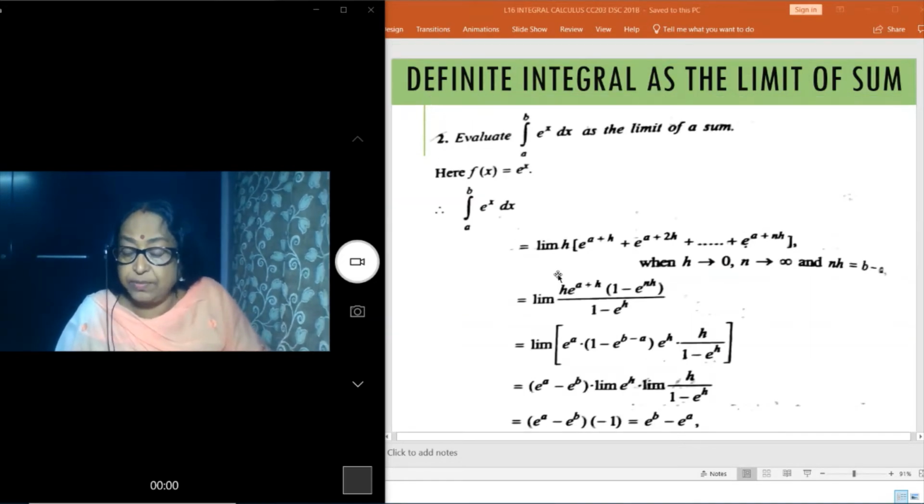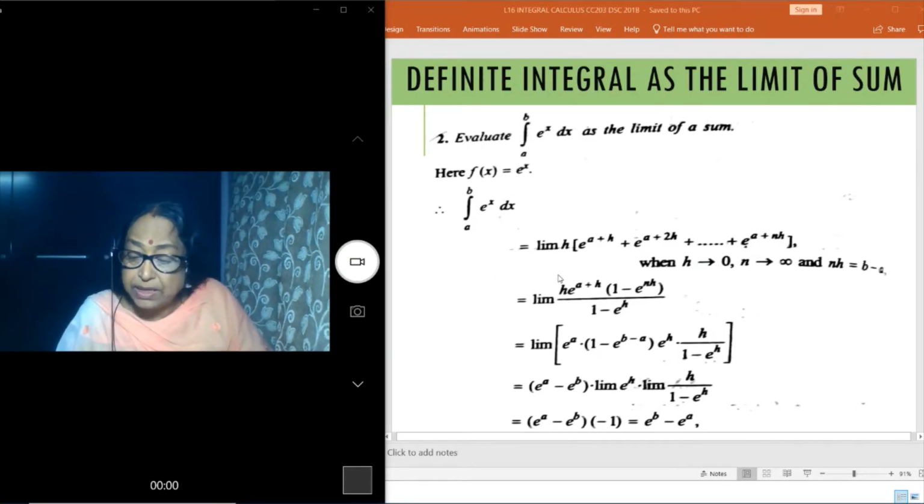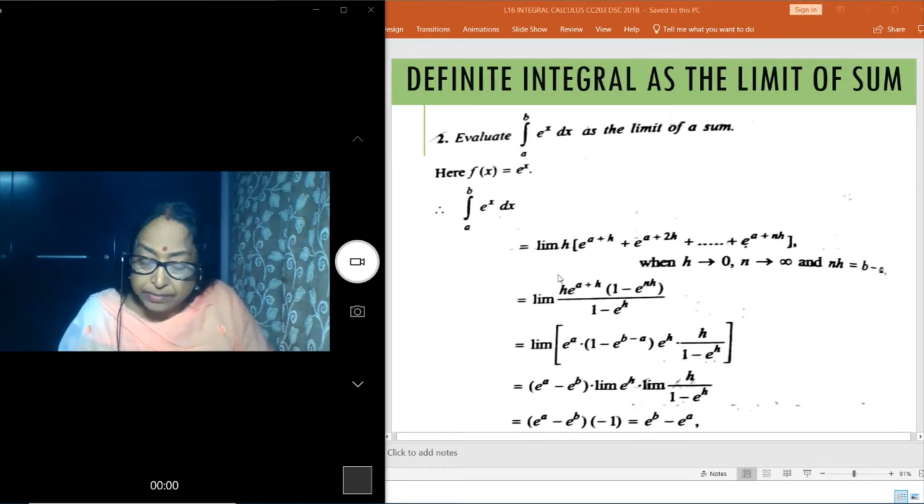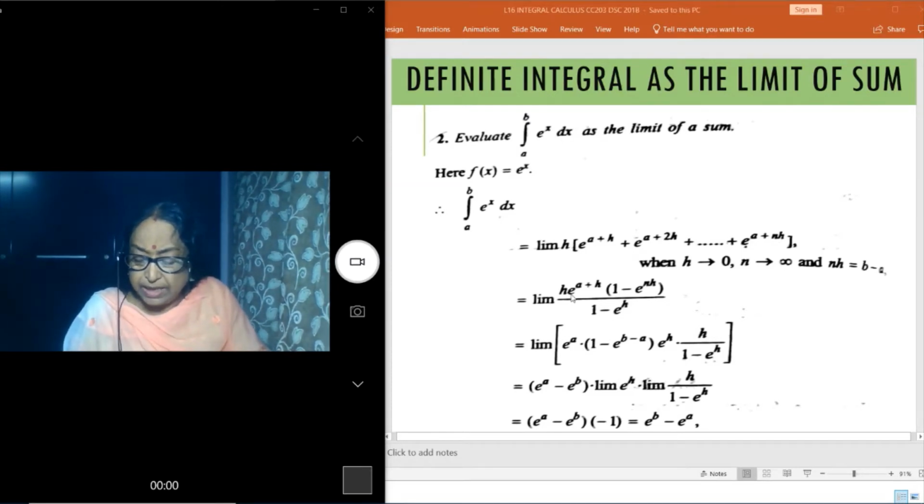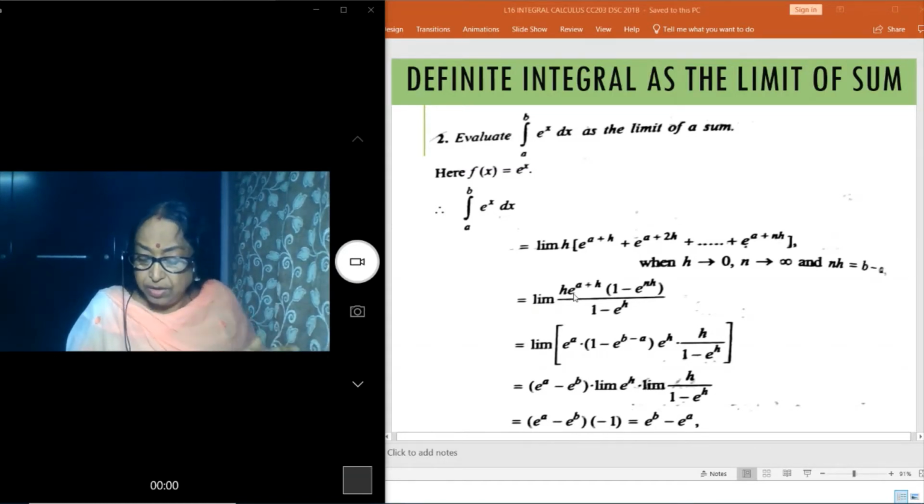Similarly, in the same way, for the second problem f(x) is equal to e to the power x. So the limit of e to the power of f(x+h) means e to the power a+h, and a+2h, and so on up to e to the power a+nh. Then taking e to the power a+h common and after solving, when h tends to 0, we get whatever you can see in your book.